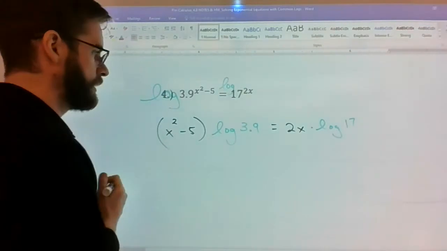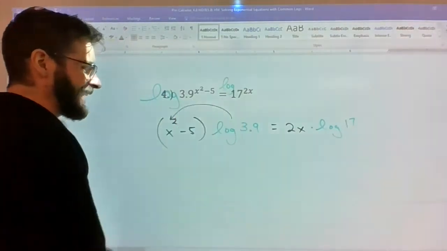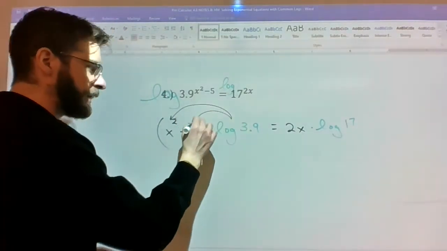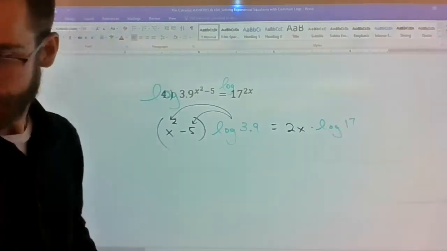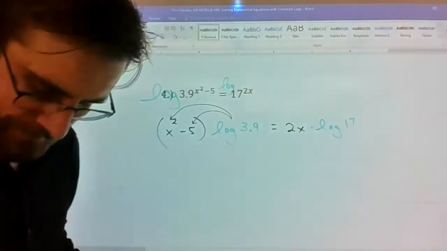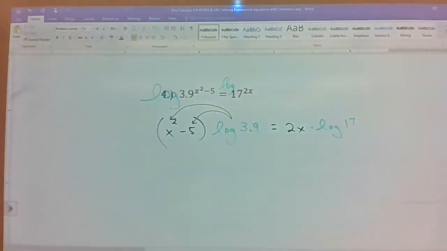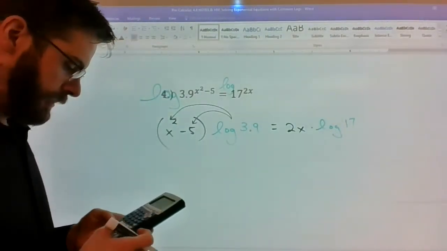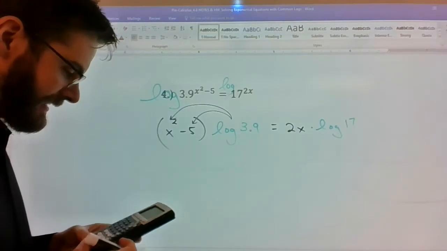So log of 3.9 times x squared. Log of 3 times negative 5. Did I say 3 times? I meant 3.9. Oh my goodness. Okay. Log of 3.9, it's going to be a decimal.